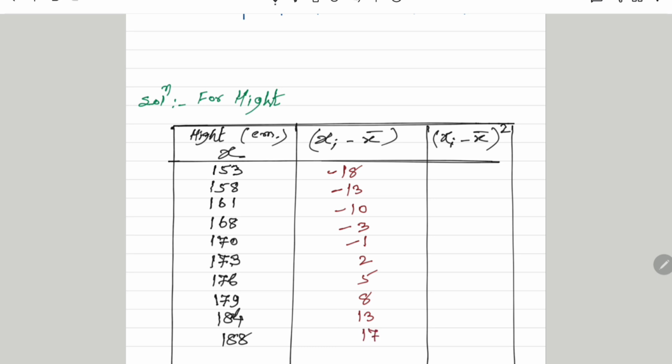Then, squaring these: minus 18 square is 324. Minus 13 square, 169. Minus 10 square is 100. Minus 3 square is 9. Minus 1 square is 1. 2 square, 4. 5 square, 25. 8 square, 64. 13 square, again 169. And lastly, 17 square, 289.